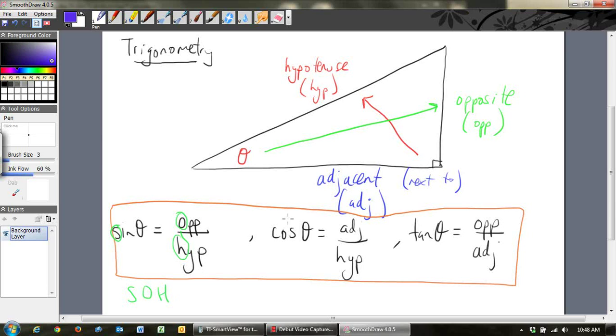Let's have a look at this next one. Cos theta is equal to adjacent over hypotenuse, and so we call that C-A-H. And lastly, tan theta is equal to opposite over adjacent. And so I've got tan theta is equal to opposite over adjacent. And this here is called Sohcahtoa, and this helps you remember the 3 ratios.